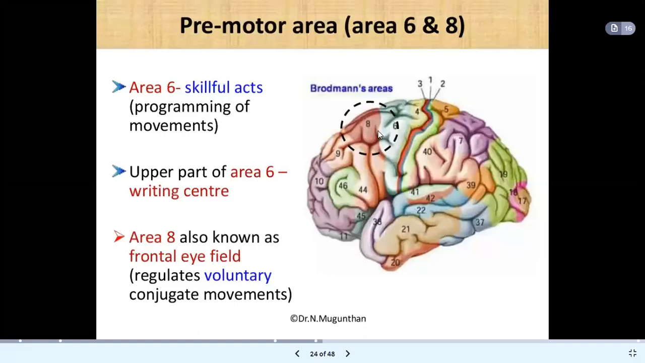The other areas we see in neuro are the premotor areas. In front of the motor area, area number 4, we have the premotor area, areas number 6 and 8. Area 6 is responsible for skillful acts and programming of movements. The upper part of area number 6 is the writing area. Area number 8 is also known as the frontal eye field, which regulates voluntary conjugate movements of the eyeball.